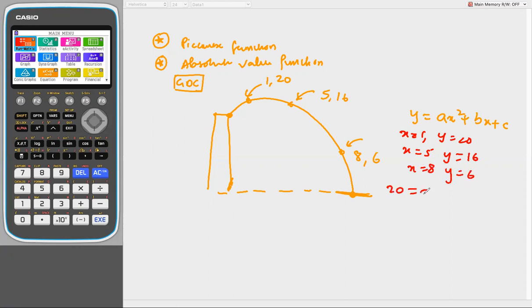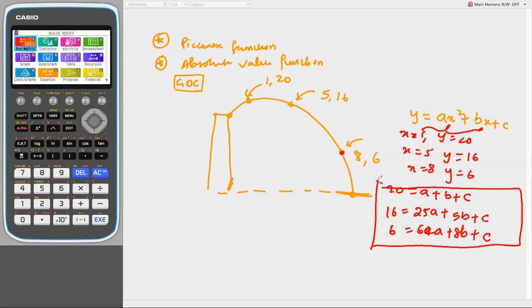So it's going to be 20 equals a plus b plus c, because if I take x as 1, a plus b plus c is 20. And when I take x as 5, it's going to be 16 equals 25a plus 5b plus c. And the last coordinate is when x is 8, y is 6. So 6 equals 64a plus 8b plus c. Once you have these 3 equations, you have to find the values of a, b, and c.